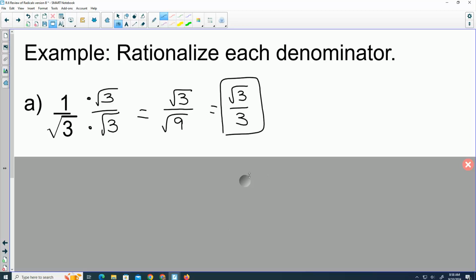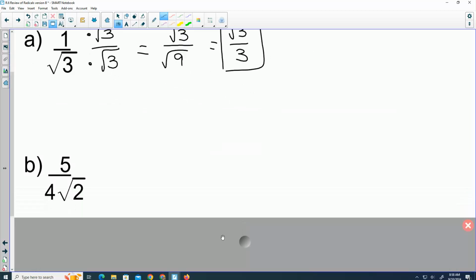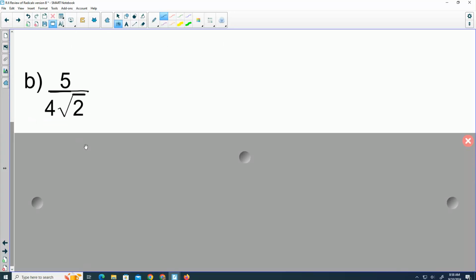All right, let's try another one. If I said 5 over 4 square root of 2. Rationalize means we need that radical off the denominator. Is the 4 a problem? It's not under a square root, so it's not an issue. It's just the square root of 2. That's the problem. So take both sides times the square root of 2.